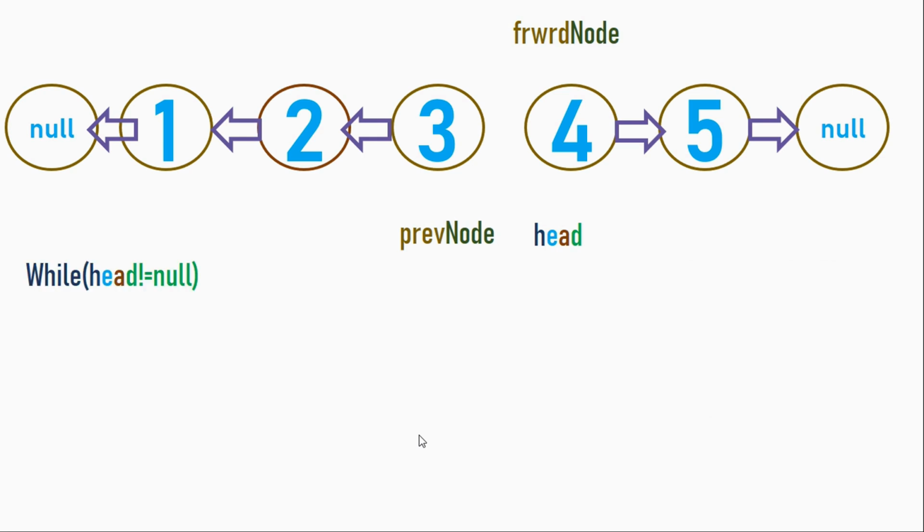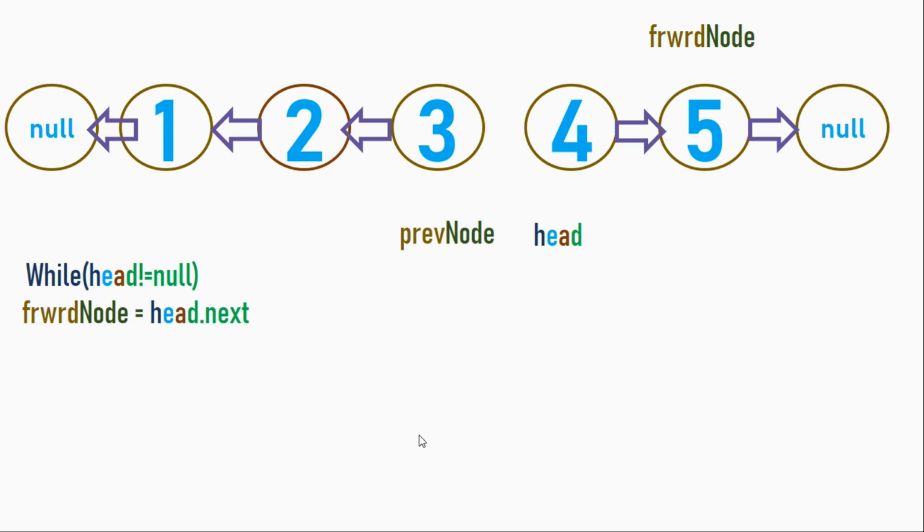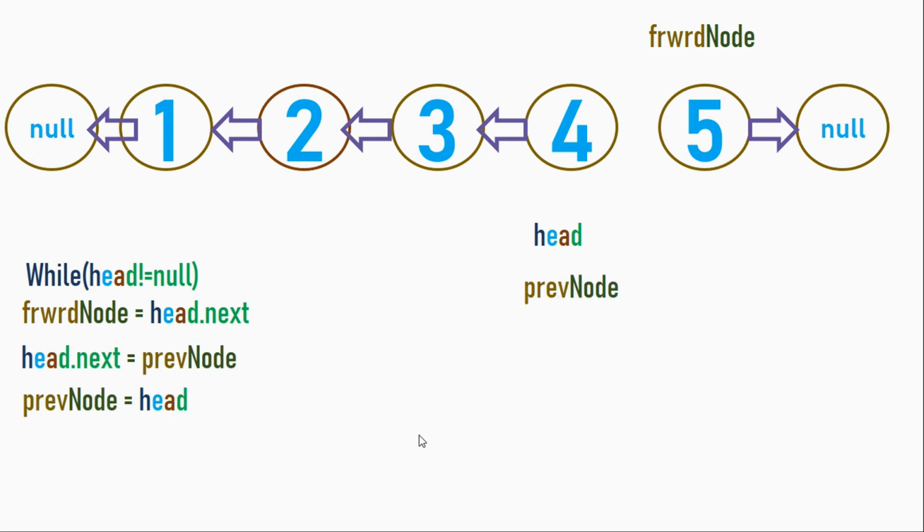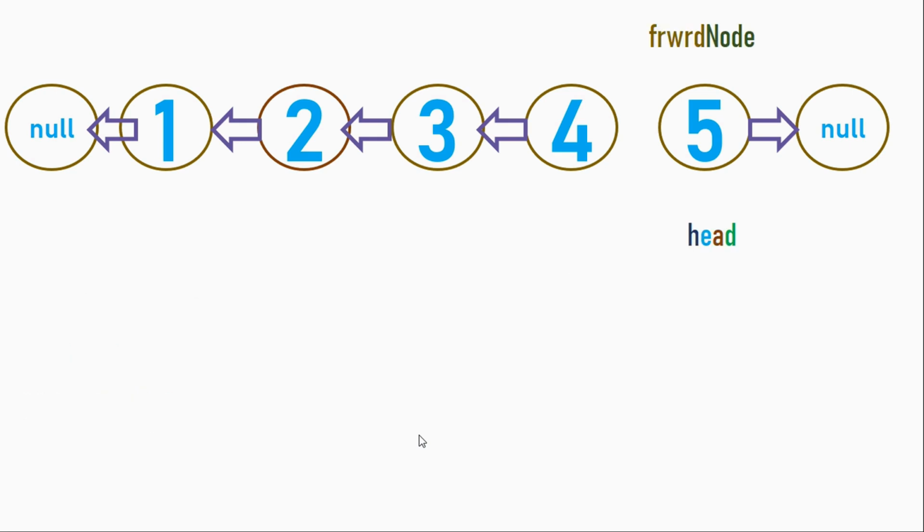Again I will check head is not null, so forward node will move to head next node. That means my forward node is now 5. Next, set head next to previous node. That means node 4 will point to node 3 now. Set previous node to head. So that means my previous node is now 4. Next, set head to forward node. That means my head is now 5. So see my list is now head is 5, forward node is 5, previous node is 4.